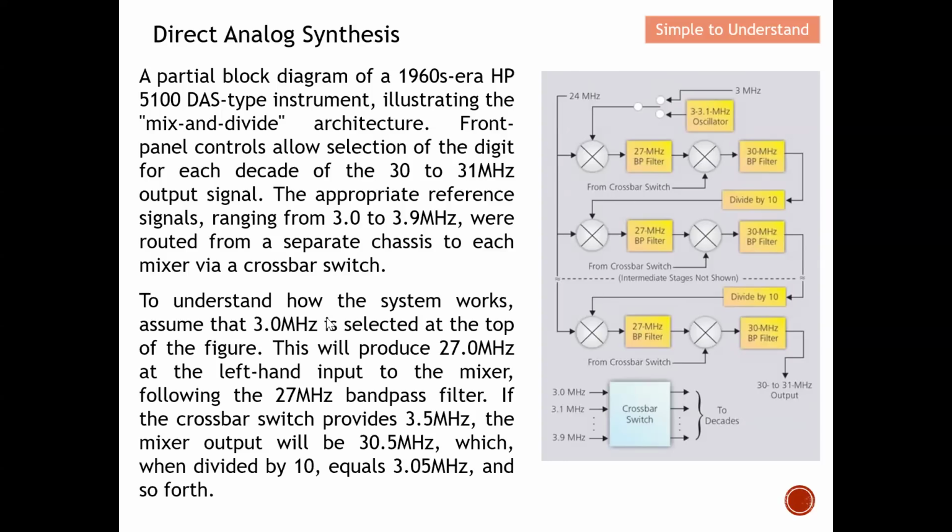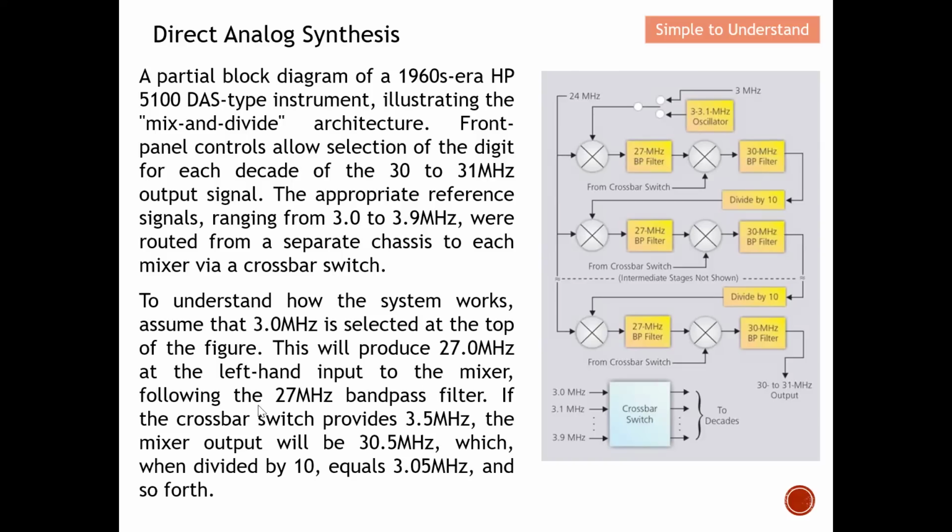In order to understand how this actually works, assume the 3 megahertz is selected at the top of the figure. So this is the 3 megahertz here. This will produce 27 at the left hand input to the mixer. So we have 3 meg mixed together with 24, and at the output of the mixer will be 27 megahertz. So this is what it means here. This will produce 27 megahertz at the left hand input to the mixer, following the 27 megahertz band pass filter, which removes the unwanted components.